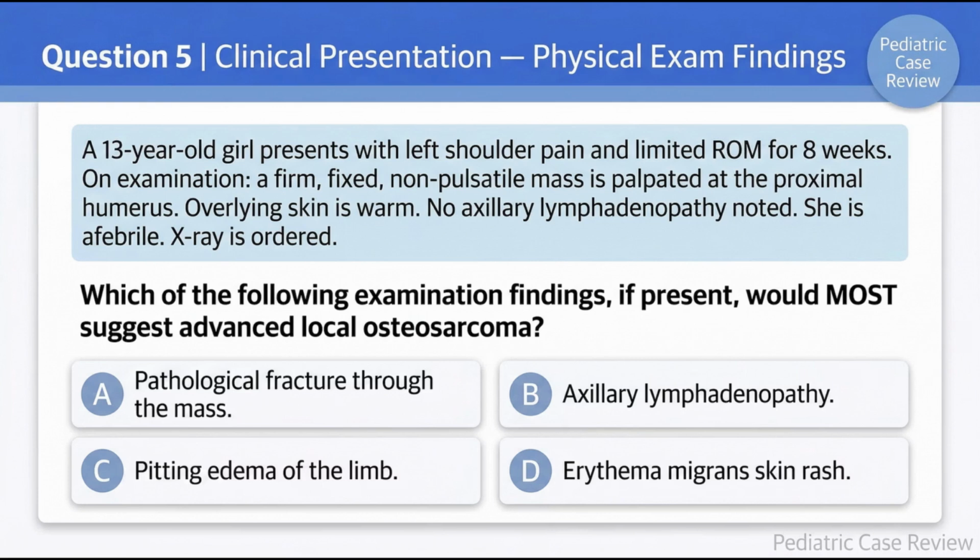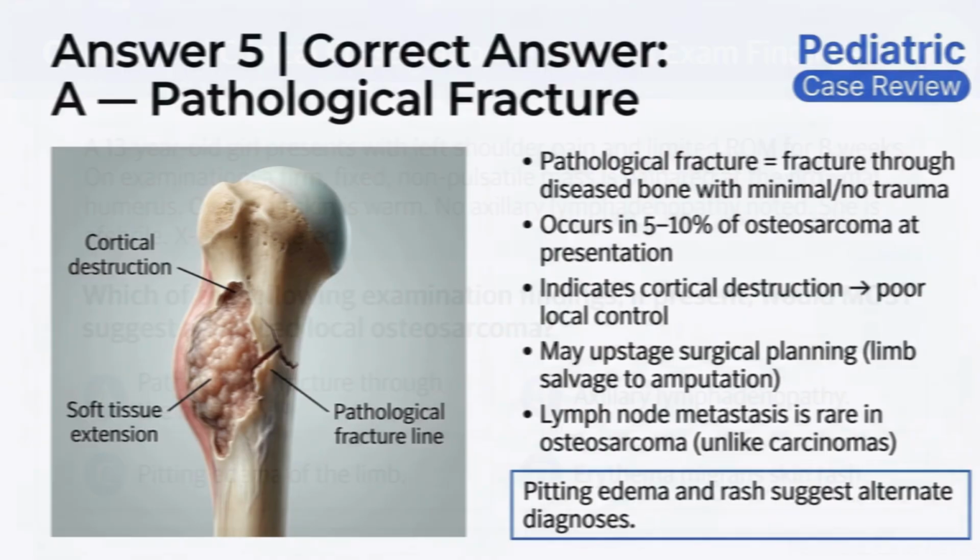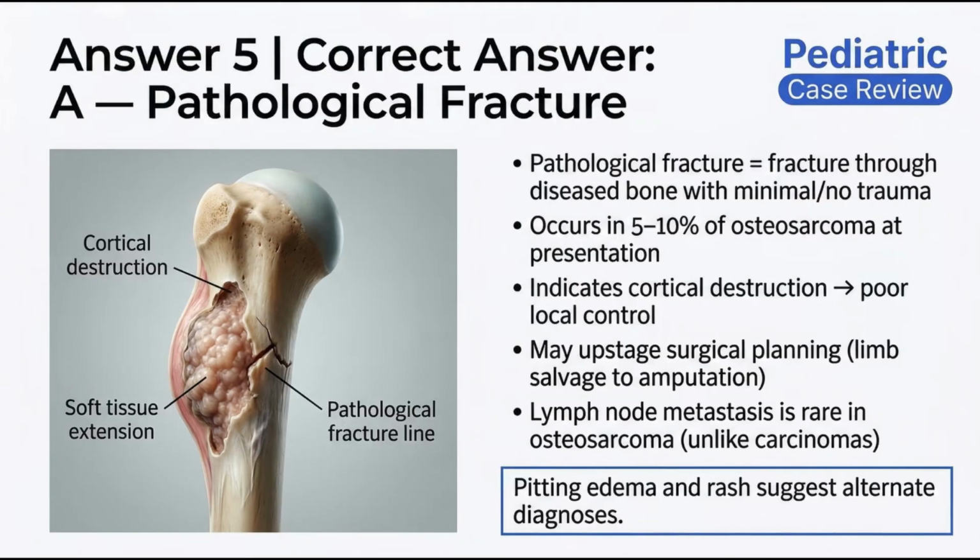Option A. Pathological fracture through the mass. Option B. Axillary lymphadenopathy. Option C. Pitting edema of the limb. Option D. Erythema migrans skin rash. The correct answer is option A. Pathological fracture through the mass.